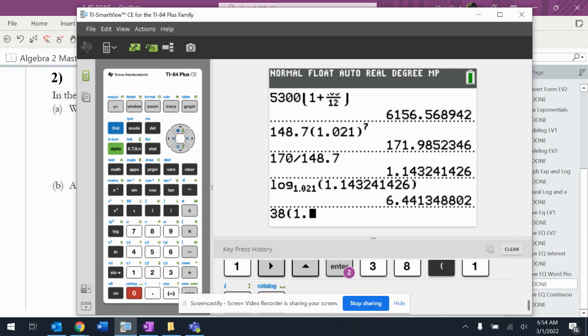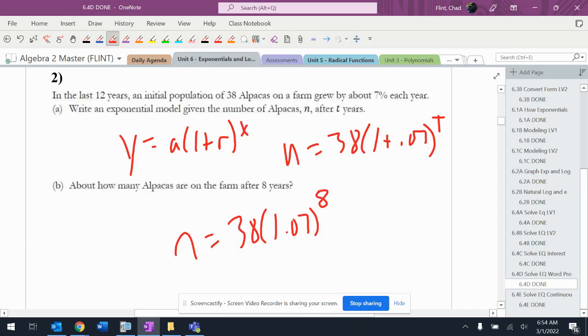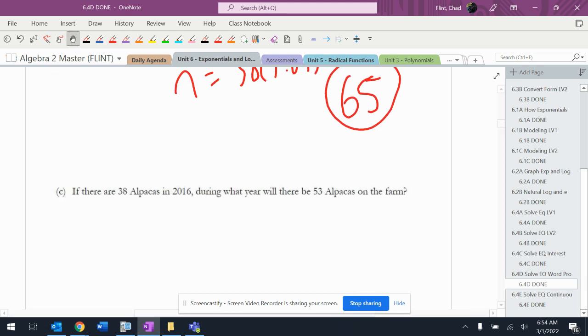38 times 1.07 to the 8th. There are 65. Now with number of things, I'm going to round down because there's not 66 alpaca, there's 65. I mean, the 66th is on the way, but it's not there yet. Is there a part C?